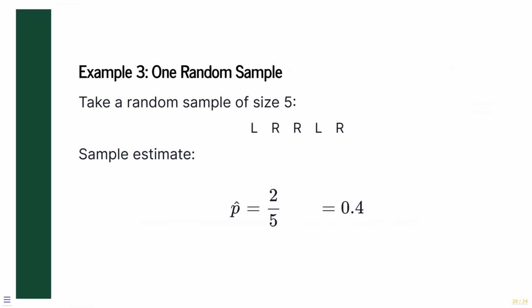Instead, suppose we take one random sample of size 5 from this population. From that sample, we compute the sample proportion, p hat. In the example shown, the sample estimate is 0.4. But remember, this is only one possible sample. A different random sample would likely produce a different estimate.